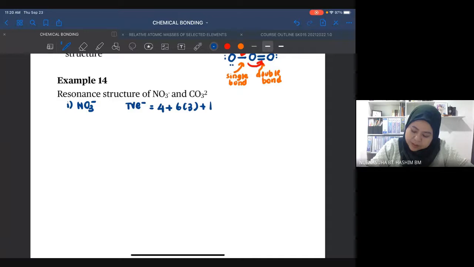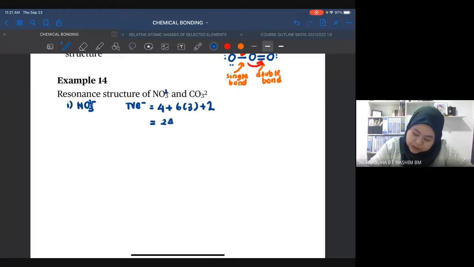Now, 12, 18, 22, 23. Tak boleh, nanti ni jadi odd. Sorry. Tukar, dia sepatutnya NO3 to minus. Tukar NO3 to minus. Yes, NO3 to minus.